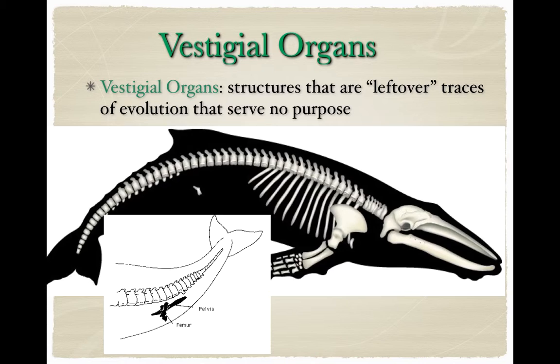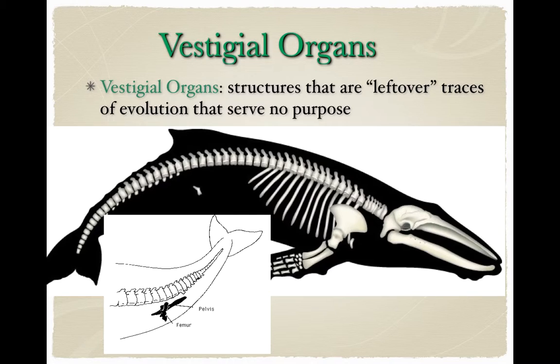Scientists use vestigial structures as evidence for descent with modification, that at one point in time, a species needed hind limbs to walk. But over time, the environment changed and traits got passed down and the species no longer needed that feature. So the structure got smaller and smaller over time.